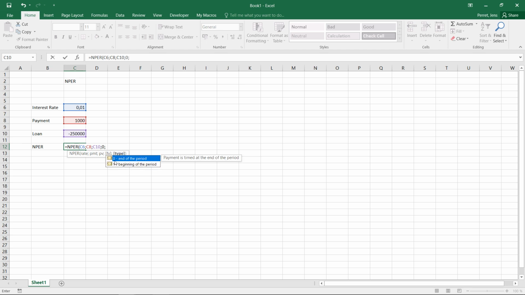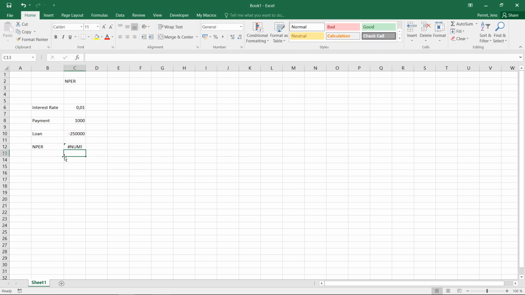Then we have when these regular installments should occur. Should they occur by the end of the month or period, or by the beginning? Let's select here by the beginning of the period.